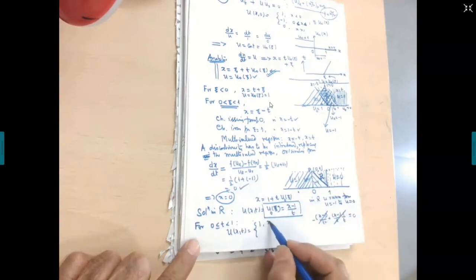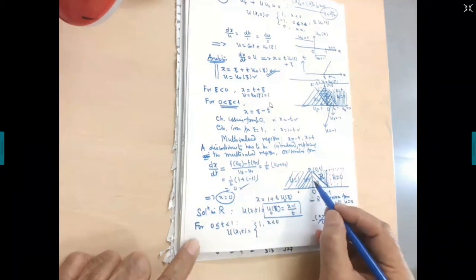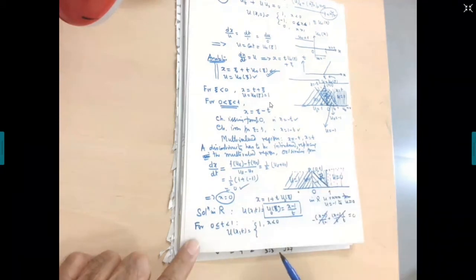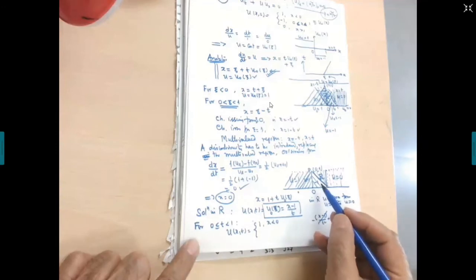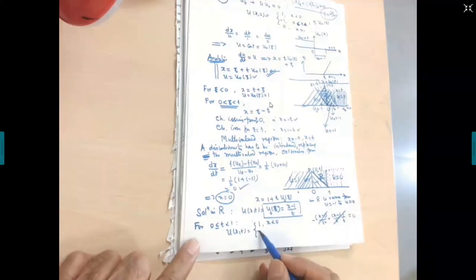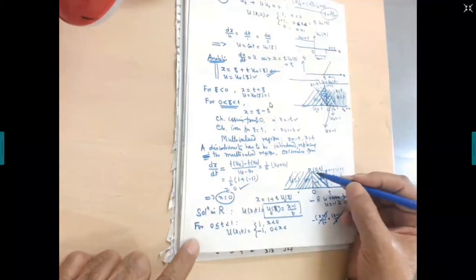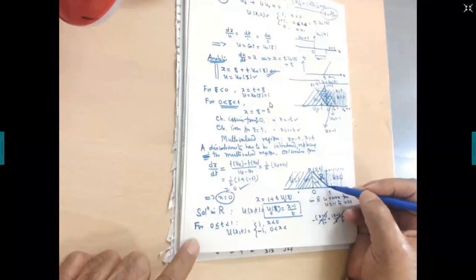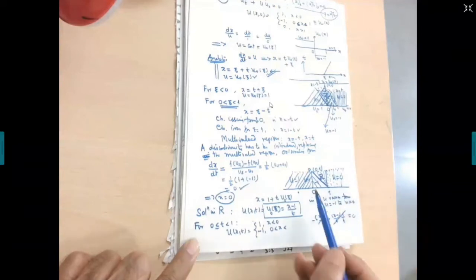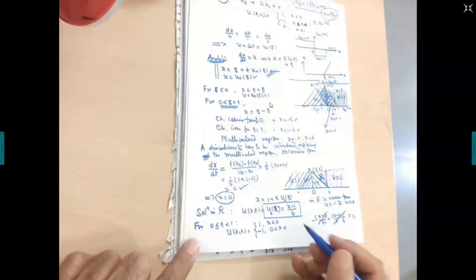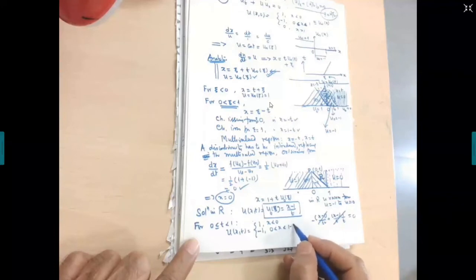So for x less than 0, u is equal to 1. Now what happens on the right? It is minus 1, and x is less than... what is the equation of this line? x equals 1 minus t. Very right. Good, 1 minus t. Excellent.